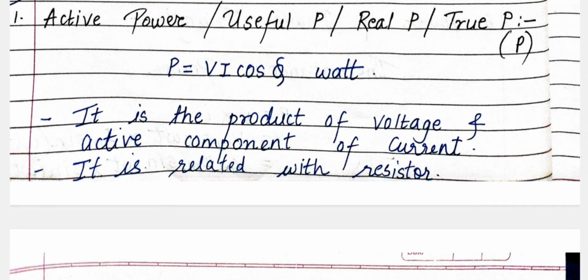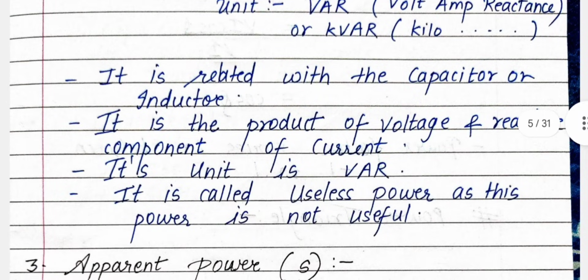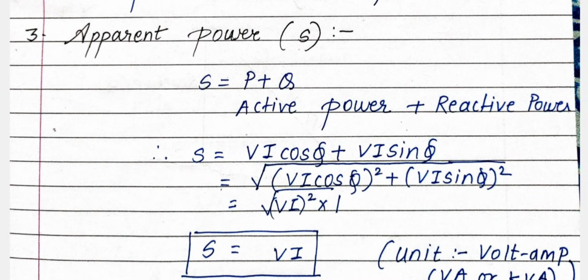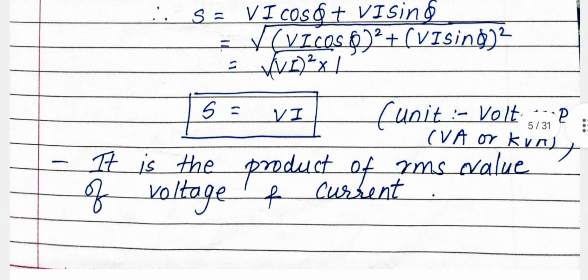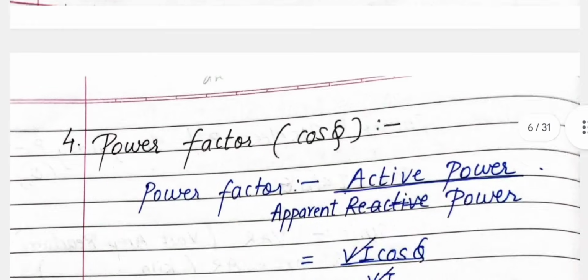P is equal to VI cos phi, and its unit is watt. Then what is Q? That is reactive power, VI sin phi, and its unit is VAR or kilo VAR. Then apparent power, denoted by S, is the combination of active power and reactive power, which we get as V into I, the product of the RMS values of voltage and current. Its unit is volt ampere.